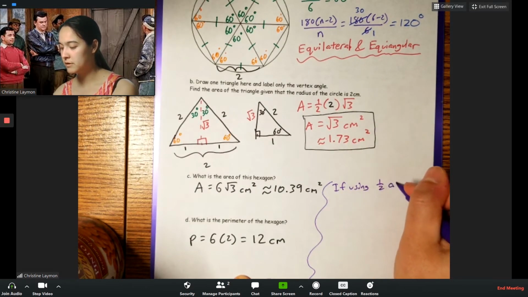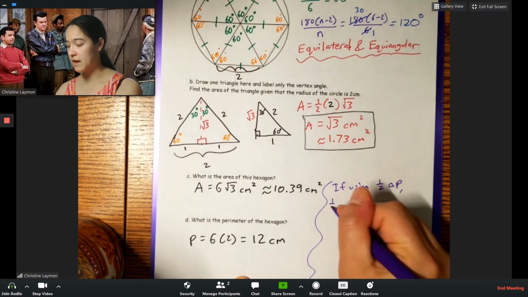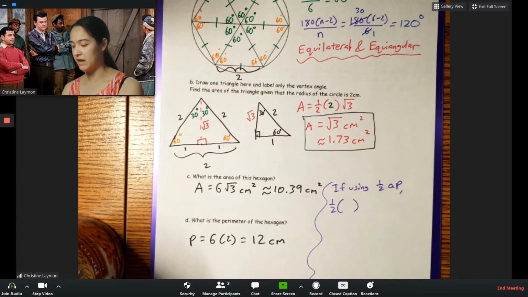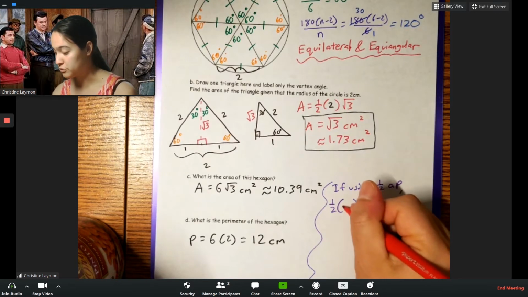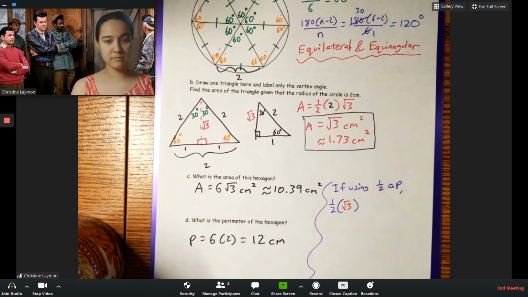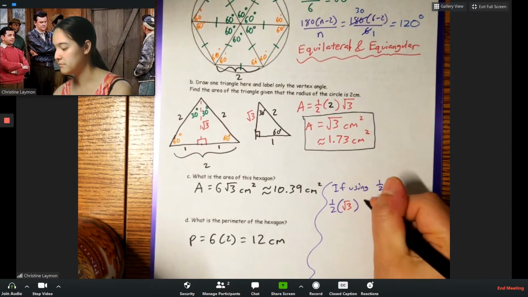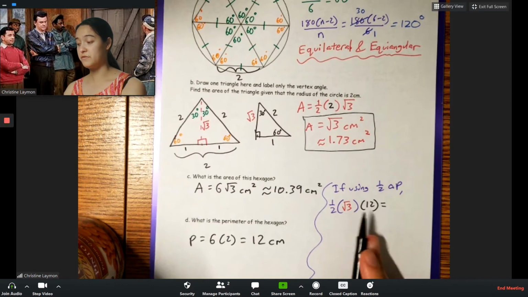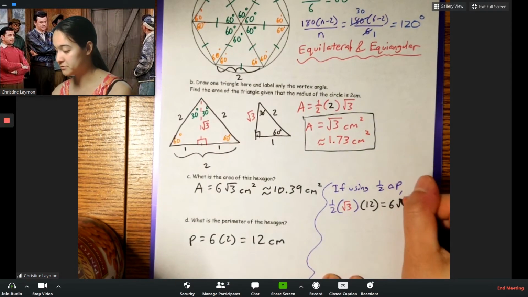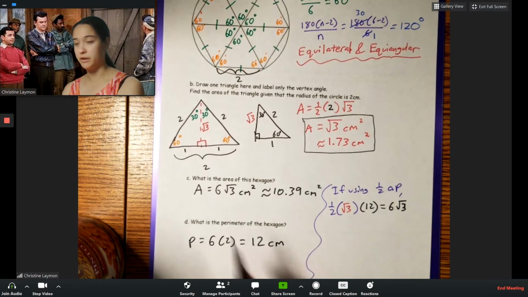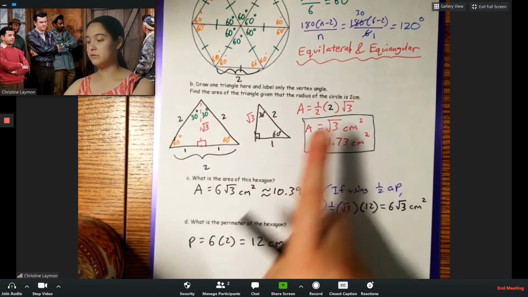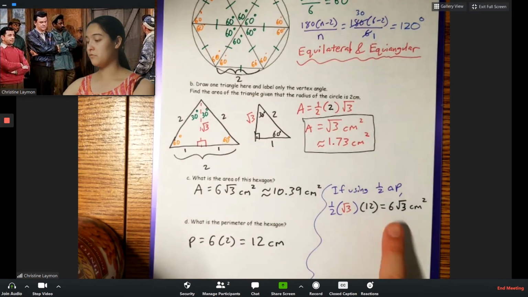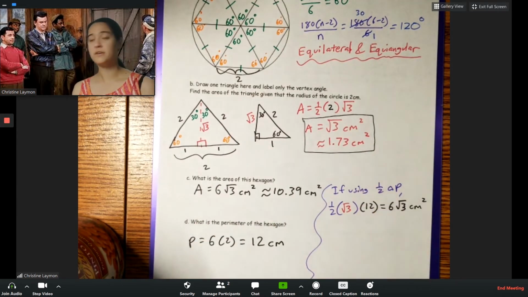1/2 AP, so I'd have 1/2 times my apothem, which was radical 3, then times my perimeter, which was 12. 1/2 of 12 is 6. 6 root 3 is another way of finding that area, centimeters squared. So this here is method 1, area of triangle times number of triangles. Over here, I'm using the other method, 1/2 apothem times perimeter. Same answer in the end.